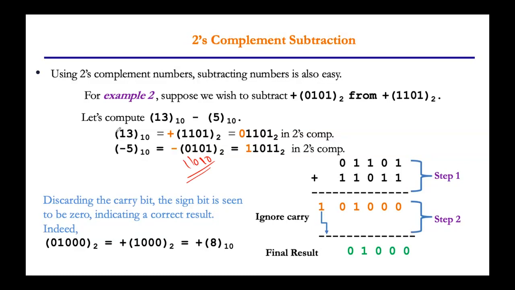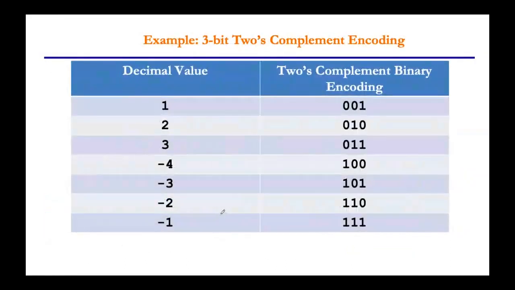So this is the value of minus 5. Then add this to the positive number. Then you will get a carry, and that carry will be ignored. So when you are doing 13 minus 5, the result is 8, and the sign bit is 0, that is a positive value, right? So then a simple 3-bit 2's complement encoding.